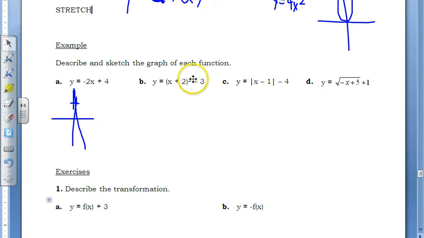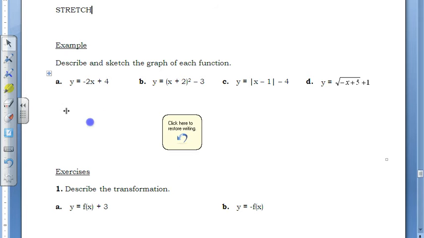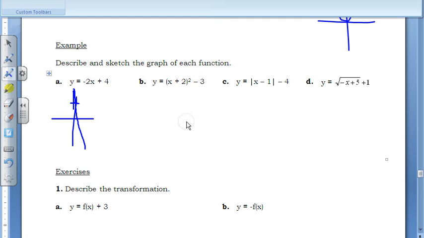Letter B, I know that it's going to be a U shape because it has the power 2. This plus 2 inside the parentheses will move that U 2 units to the left. And this minus 3 units down. Wow, that's exactly the same one I drew up top, isn't it? So 2 units to the left, 3 units down, U shape. Make it look a little prettier than that.